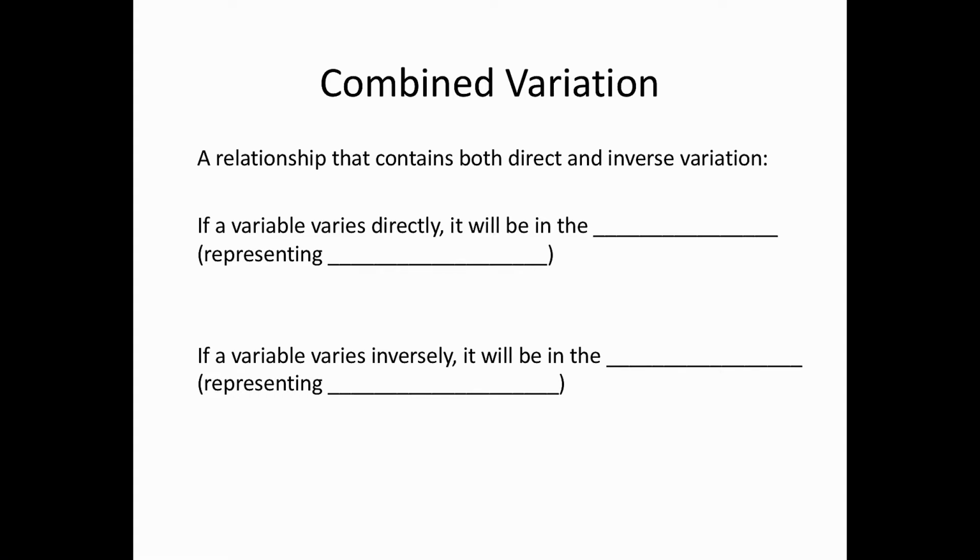Now, sometimes you're going to have a relationship that contains both a direct and an inverse variation. So, if a variable varies directly, it will be in the numerator. In other words, it's representing multiplication. And if it varies inversely, it's going to be in the denominator, which represents division.